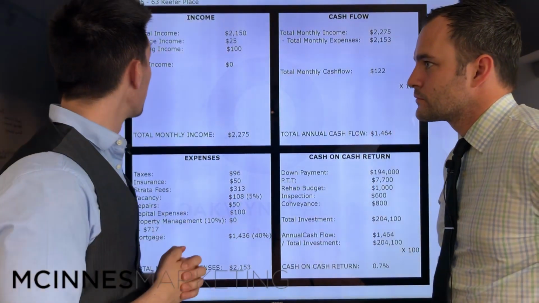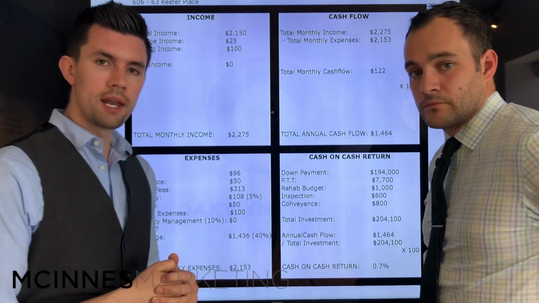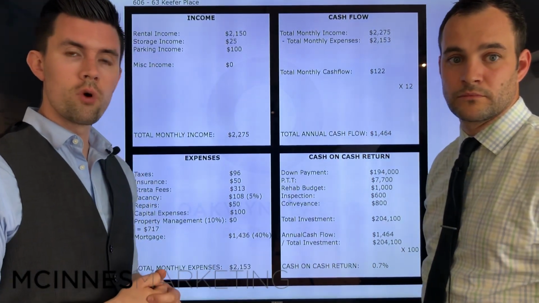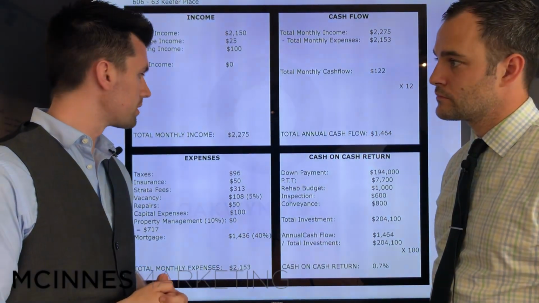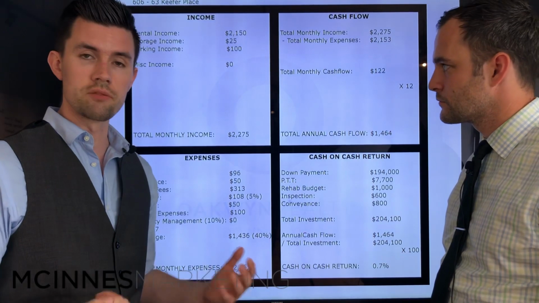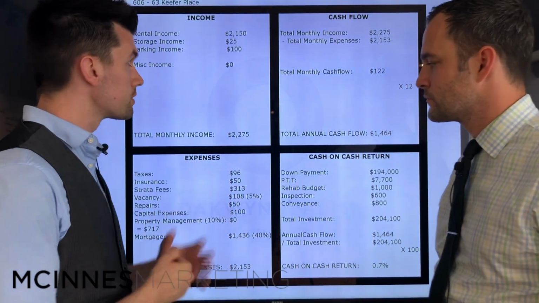This is a unit at 60663 Kiefer Place, which is currently on the market for $485,000 here in Vancouver. It's an entry-level home, so it's a good judgment, I would say, that somebody's going to be looking at this as a potential investment property. So we've used the figures from this.